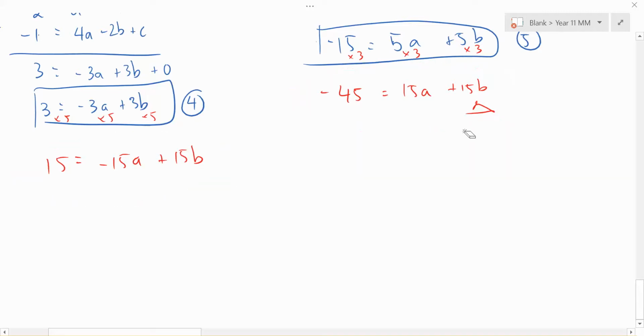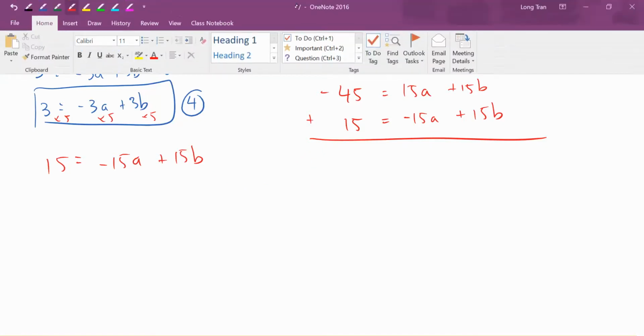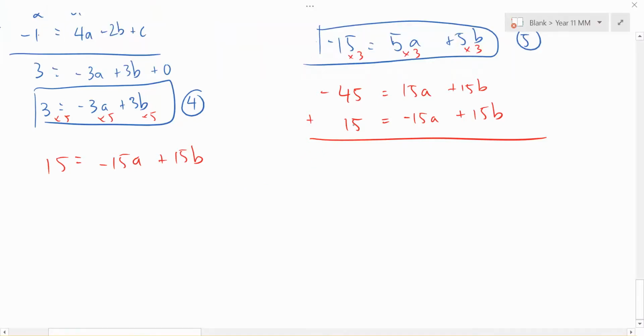Why plus? Because I know it's going to cancel out the a's. 15a plus a negative 15a is going to cancel out. True? So I'm just going to write this equation over here. I've got 15 is equal to negative 15a plus 15b. Now I'm going to add these two equations, and what you can see is negative 45 plus 15 is negative 30. 15a plus negative 15a cancels out, you get 0 there. Then 15b plus 15b is 30b, and you can already see 30b is equal to negative 30.